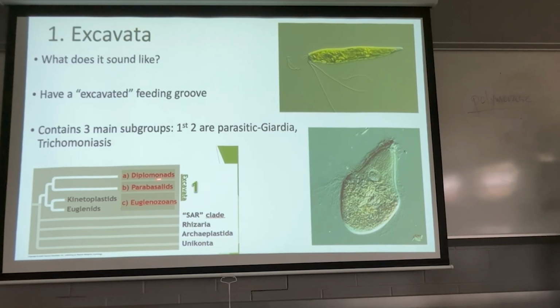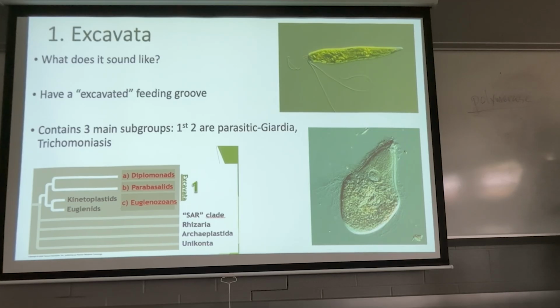The other group down here is called the parabasalids. They have a number of genera. The genus of interest here is Trichomonas, which causes trichomoniasis, one of the more common sexually transmitted diseases that's protozoan in nature. So you can also treat it with antibiotics.